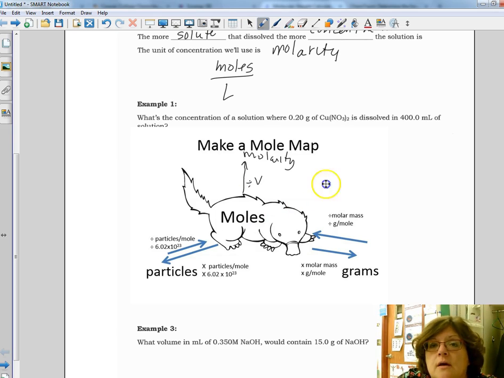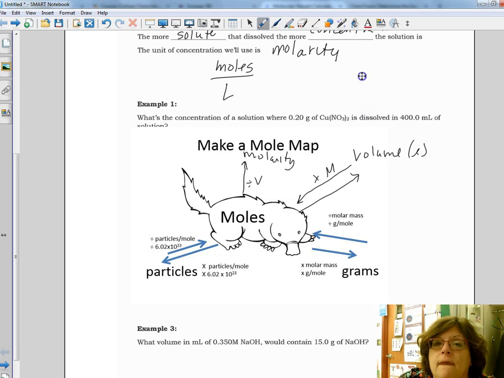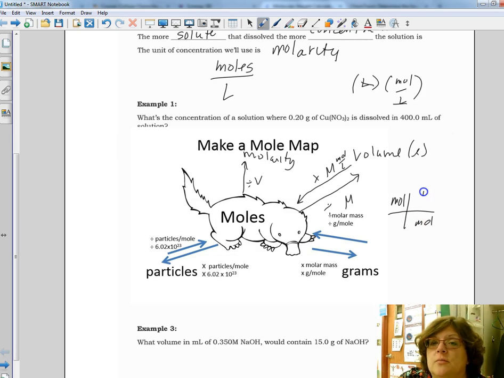Now, if we switch that around and we know the volume of a liquid in liters, we can take the volume and multiply it by molarity. How does that work? Volume is measured in liters, and molarity is moles per liter. If we multiply those, the liters will cancel, and we get moles. By the same token, if you have moles and you divide by molarity, moles will cancel and we'll get a volume.